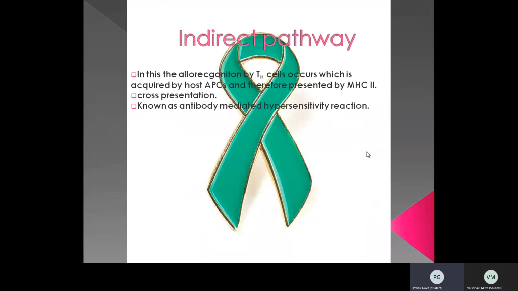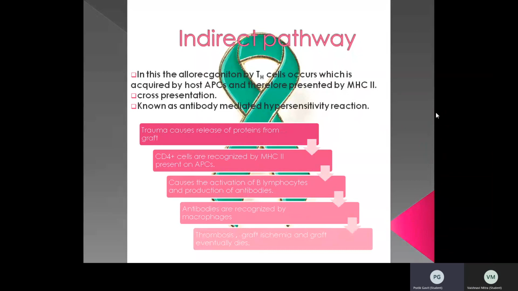In this, allorecognition by the TH cells occurs, which are acquired by the host APCs and therefore presented by the MHC class 2 molecules. Some antigens and phagocytized graft cells appear to enter the MHC class 1 pathway of presentation and are indirectly recognized by the TC cells. This phenomenon is called cross-presentation. It is known as cross-presentation because the MHC class 1 pathway is involved in it, since the indirect pathway is supposed to be the MHC class 2 pathway.